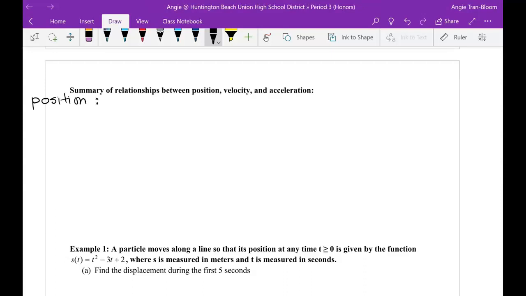I'm going to give you s of t, okay? But the next one we're going to have is velocity. Velocity is v of t. How is that related to position? It's really the first derivative of position. Now, what if the object is moving in the positive direction?